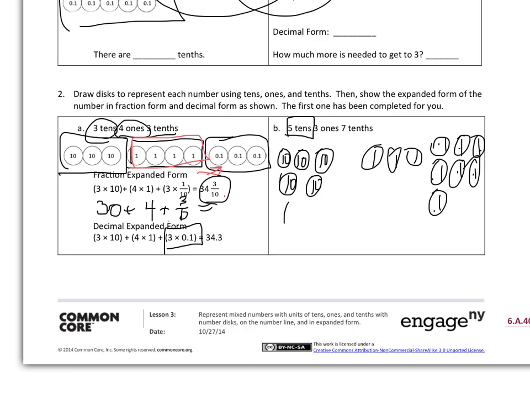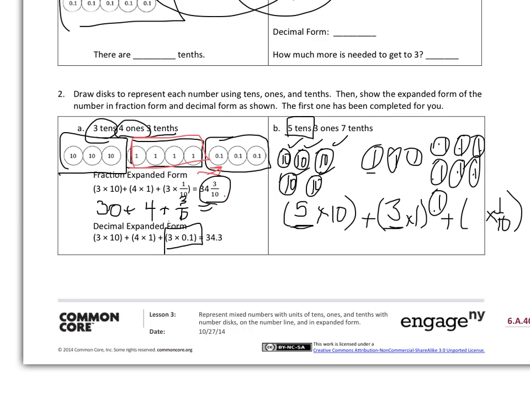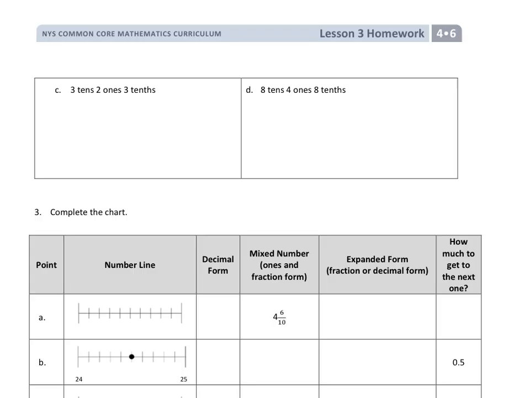Then for expanded form, remember students want to show how many values are in the tens place, plus the value in the ones place, plus the value in the tenths place. This number here is going to be the count, how many there are. So in the tens place we have 1, 2, 3, 4, 5. Then we have 3 here, and then 7. Remember, I like students to solve underneath, so they're going to see 50 plus 3 plus 7 tenths. And then they would, of course, find that number added up. Same work for C and D. They're going to do both the disc drawing and the expanded form of both the fraction and the decimal.